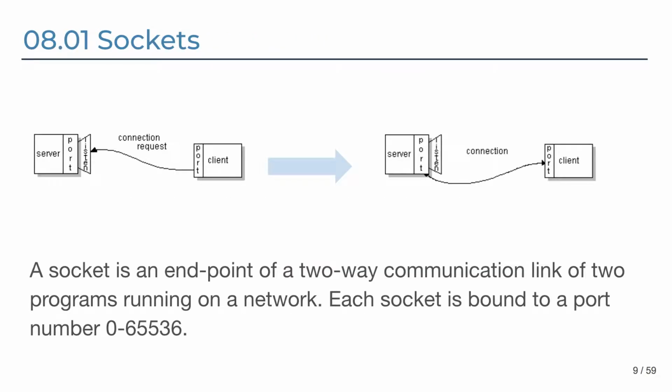So how does it work? Well, we usually have the server, which has some port, and it listens on this port. Then a client comes along with the same port and makes a connection request over that port to the server. Then they establish a connection, and they have a two-way communication link between those two machines. Yes?